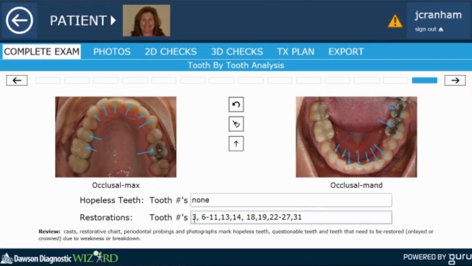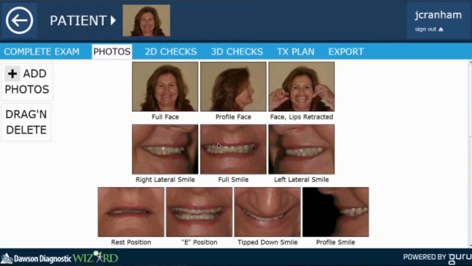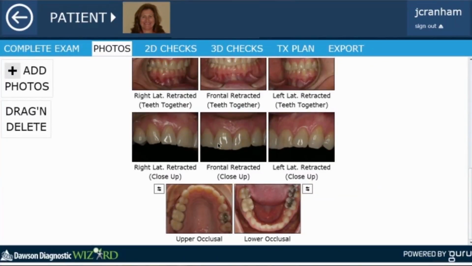So what we're making a notation of then, there's no hopeless teeth, but 3, 6 through 11, 13, 14, 18, 19, 22 through 27, and 31 are all teeth that we're going to be dealing with for a variety of reasons. All right, as part of that exam, we also went ahead and did her photographs.